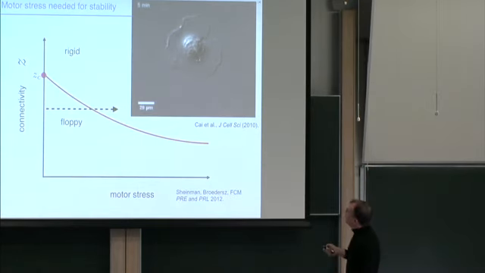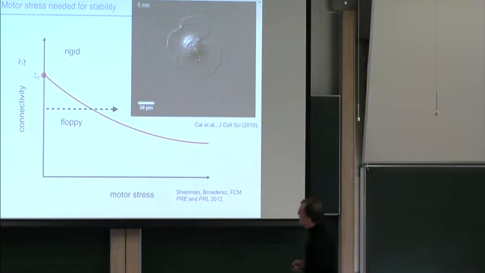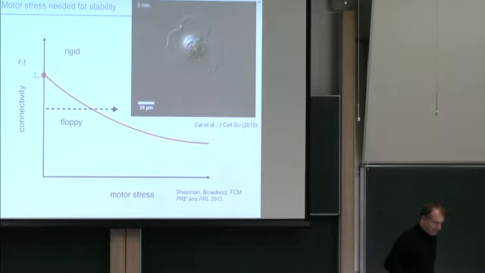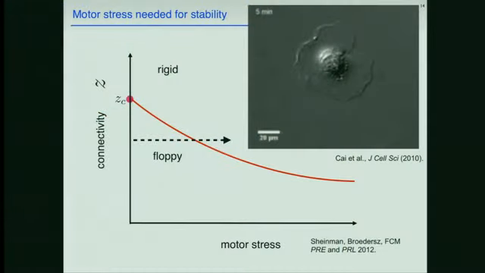Okay, so what does this have to do with a real cell? Well, don't worry, I'm not going to argue that the cell is critical or, heaven forbid, self-organized. But I am going to argue that it can take advantage of the ability to tune itself across a rigid-floppy boundary by stresses alone. So this picture can help us understand the kinds of experiments that I'm showing here.